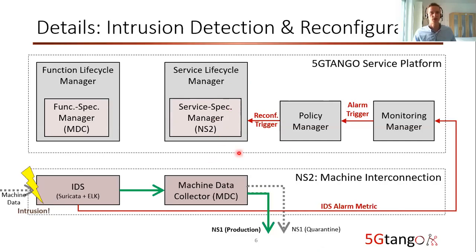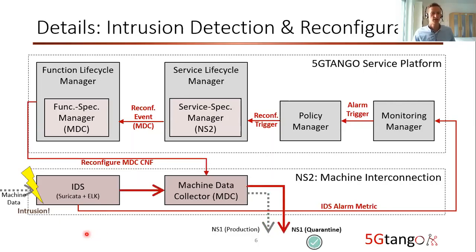So this is custom code that we developed that knows, okay, in order to reconfigure network service 2, I really need to reconfigure this machine data collector. So the reconfiguration is sent to the function-specific manager of the MDC, and there the reconfiguration is really executed such that the data is then sent no longer into production, but into the network service 1, the quarantine instance.